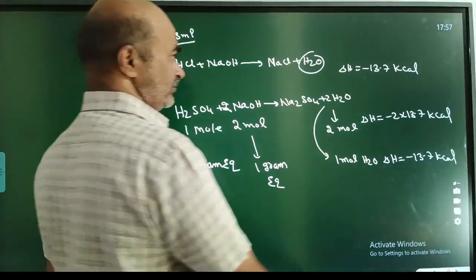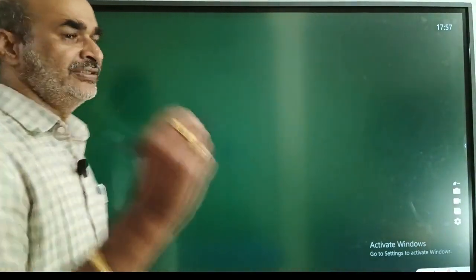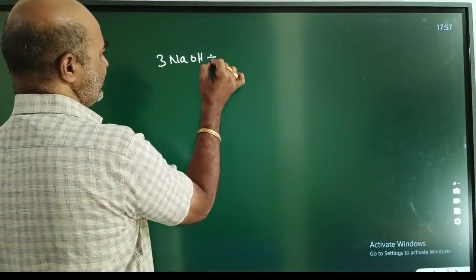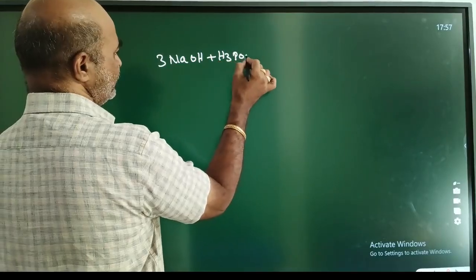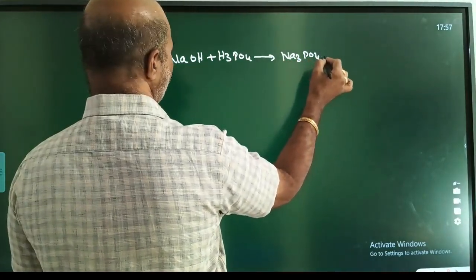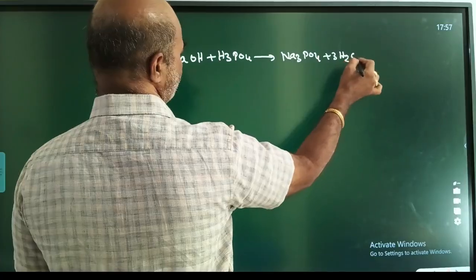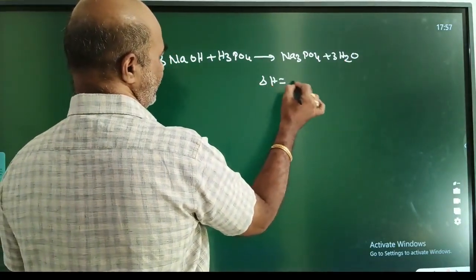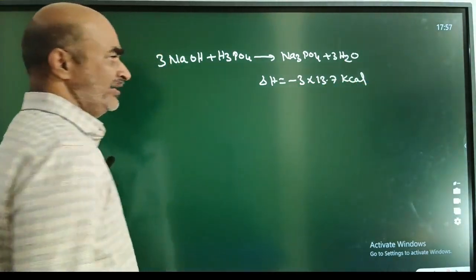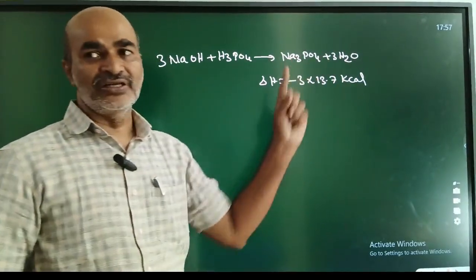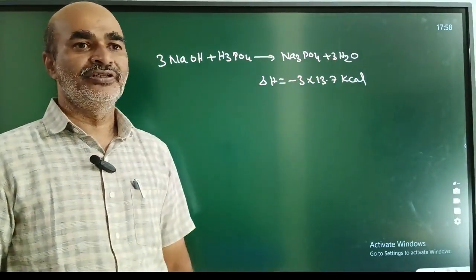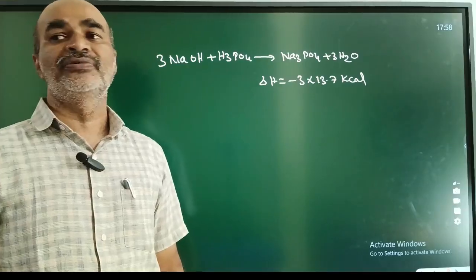Another example is the reaction between NaOH and phosphoric acid. 3 NaOH plus H3PO4 gives rise to Na3PO4 plus 3H2O. Delta H is equal to minus 3 into 13.7 kilocalories. Why? This is because here 3 moles of water are formed. That's why 13.7 kilocalories per mole of energy is released.